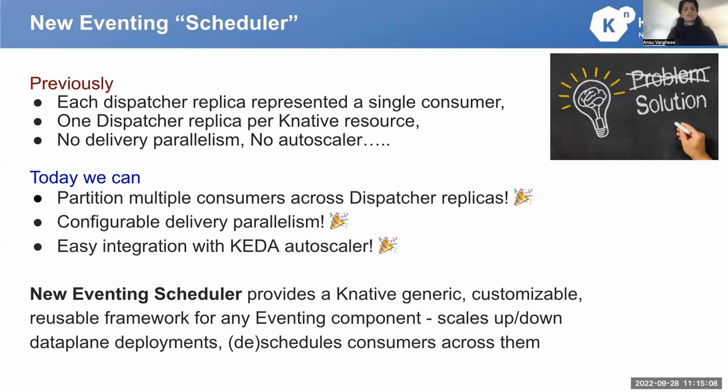Our solution also allows easier integration with an autoscaler like KEDA. This new eventing scheduler is also a Knative generic component. It today lives in the Knative eventing repository, along with all of its subcomponents and its plugin implementations. It can be customized to use with your custom resources and sources, and is meant to be a reusable framework. It's not specific to any existing Knative implementation. So when it's integrated with your controllers, it can scale your backend dispatcher deployments and schedule these virtual replicas onto real Kubernetes pods.